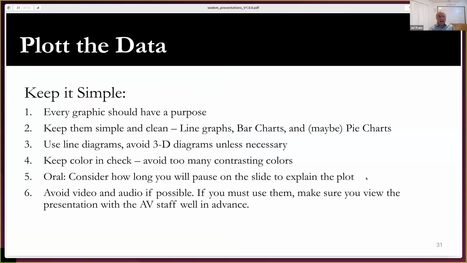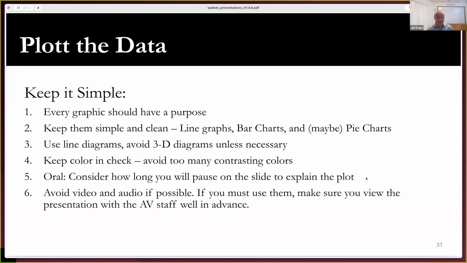Plot the data. So the graphical presentation of your data is going to be so important, whether it's a poster or your oral abstract. Keep in mind, to keep things simple, every graphic should have a purpose, okay? So we talked about that objective at the beginning and the what are you trying to prove? If that graphic doesn't help in the what am I trying to prove, then it should go. Take it out. I prefer to keep the graphs very clean, like line graphs, bar graphs, maybe pie charts if they're used carefully.